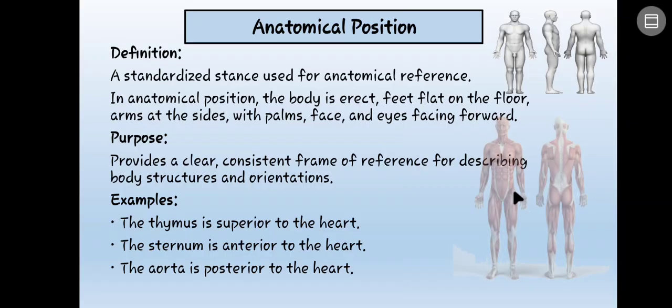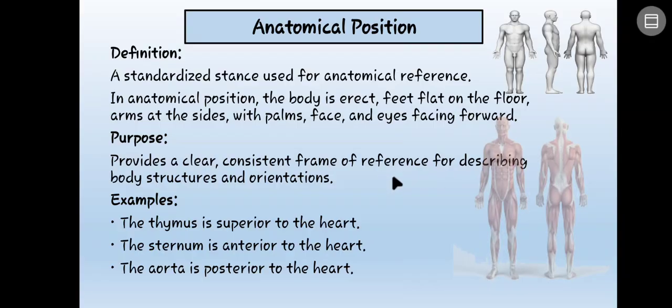So if you are asked to define anatomical position, the anatomical position is when the body is erect with both feet flat on the floor, the arms on each side of the body, with the palms, face, and eyes facing forward. This is the definition of anatomical position.